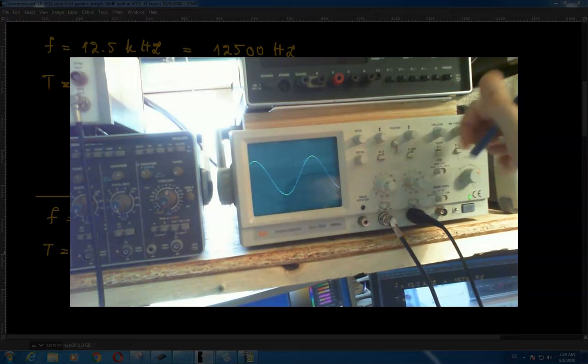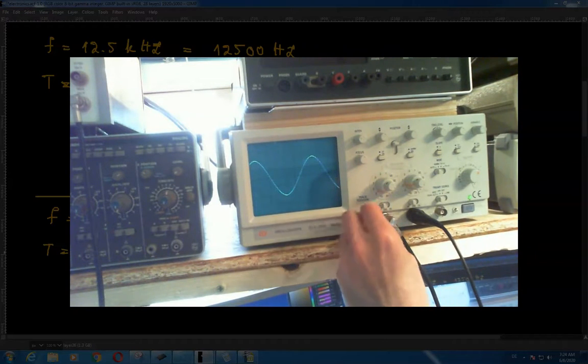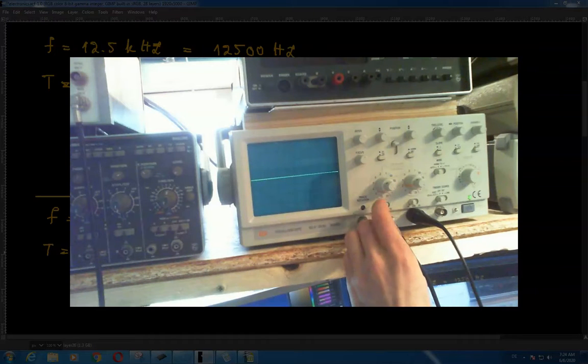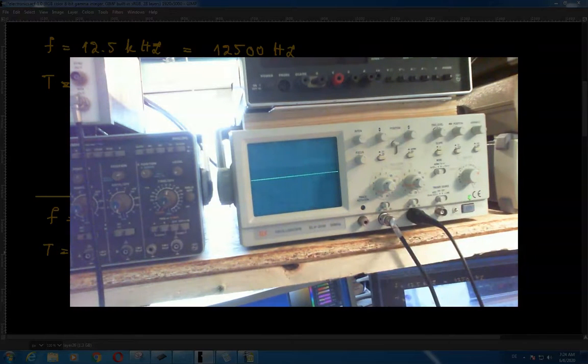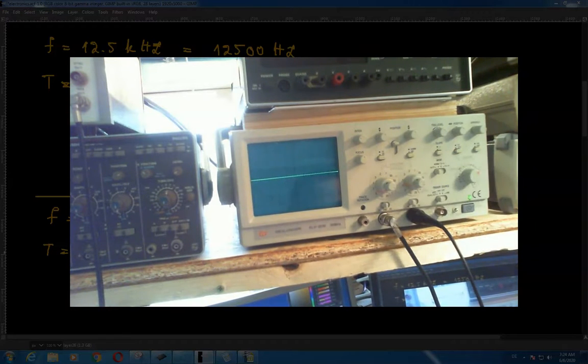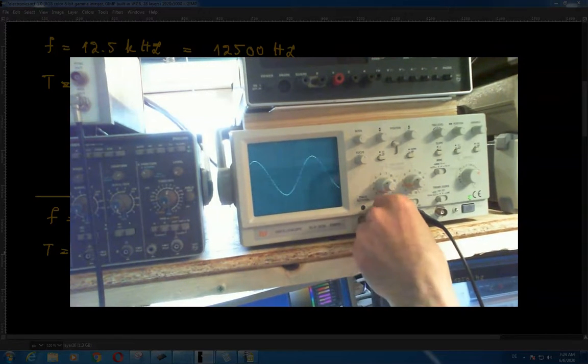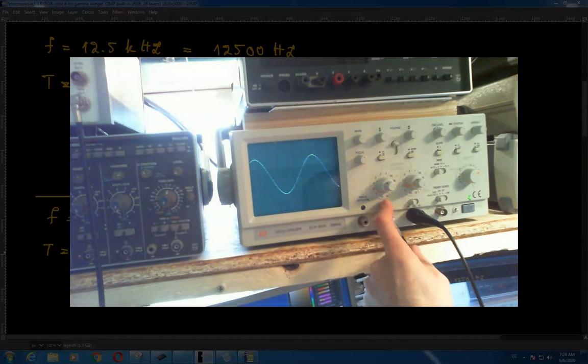The same thing applies to this one. This is volts per division for channel 2. And on channel 1, you have this selector over here that has 3 settings: you can set it to ground, DC, and AC. If you're looking at the AC component of a signal, you set this to AC. If you're looking at DC, you set it to DC.